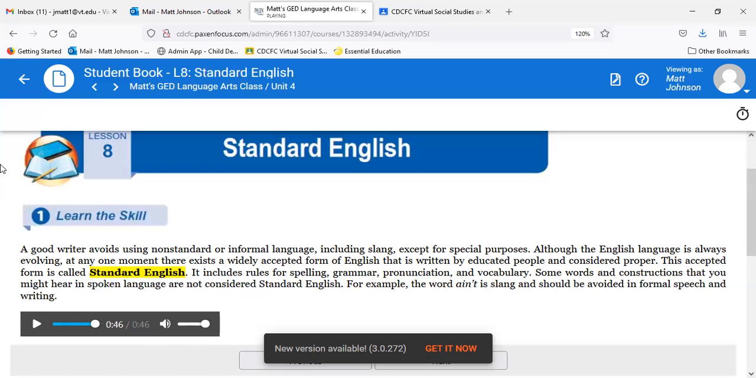So in our conversational English, in our conversational language, we get a little lazy. We use slang, we talk fast, so we kind of run things together, and all this kind of happens. And we don't want that to bleed into our writing. And you'll know a lot of times I talk about formal writing, and that's when you use that standard English.